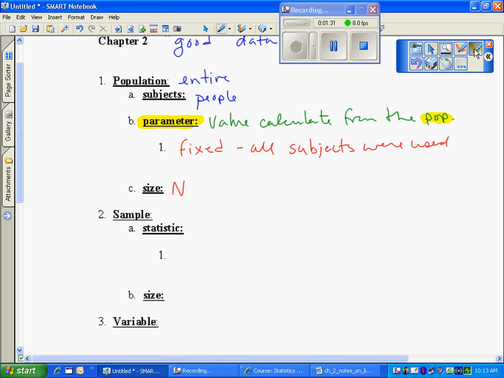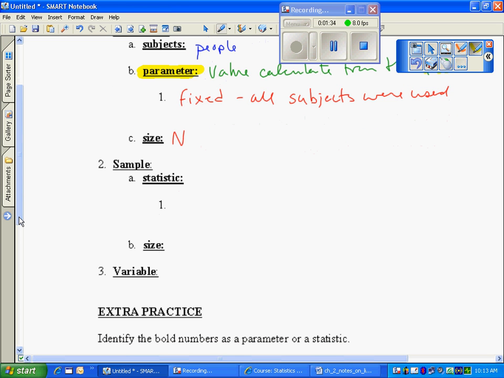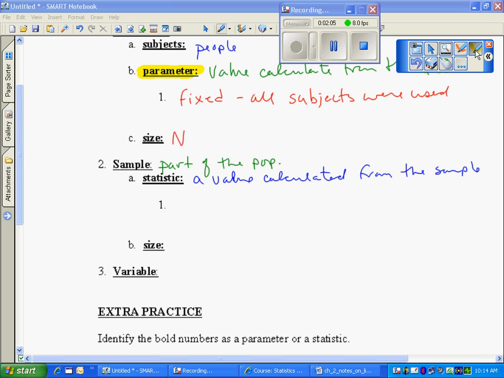So the next instance is when we have a sample. If you recall, a sample is part of the population. We can't normally look at everyone in the population or every item in the population, so we take a sample. So a statistic then is a value calculated from the sample. So you are in a statistics class, so that means that you are going to look at samples instead of populations.